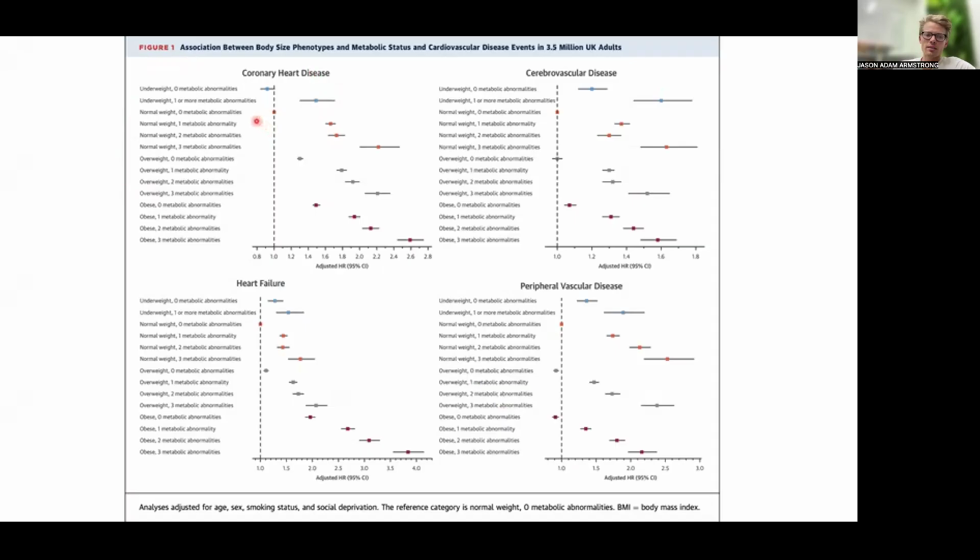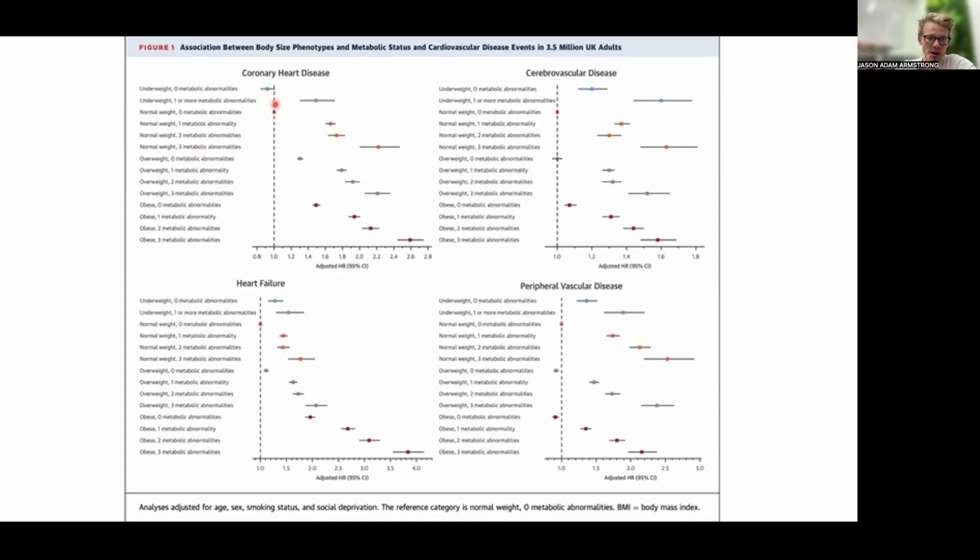So we're looking at coronary heart disease, and they split people up by their weight status, right? So this is BMI, and then the number of metabolic abnormalities they had. If you go back to that metabolic syndrome slide, they had to have measured their visceral fat, their insulin resistance, their HDL, their triglycerides, right? And we're saying, okay, how many of those issues did they have? The reference group being normal weight with zero metabolic abnormalities. So compared to a normal weight individual, an underweight individual has no increased risk for coronary heart disease if they don't have metabolic abnormalities.